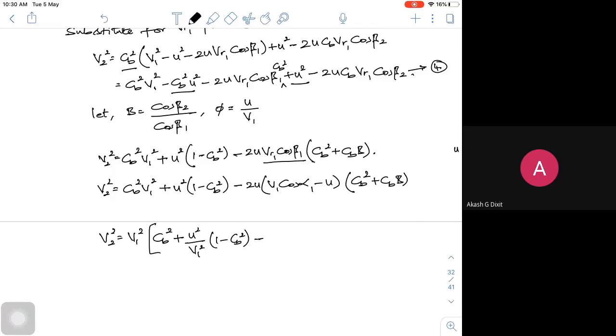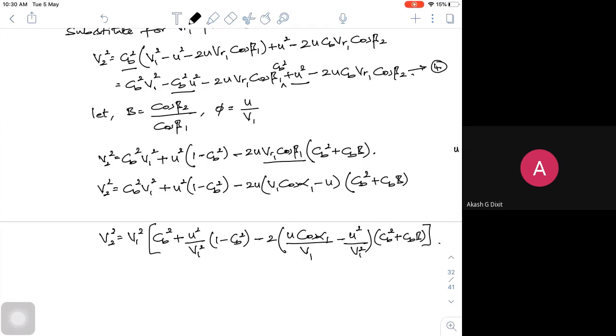So minus 2 into, see, one V1 I have taken outside. So I am left with U cos alpha 1 divided by V1. Minus, if I multiply 2U, so 2 is outside, means U into U, this will be U square. And if I take V1 square outside, I have to divide it by V1 square. Then multiplied by CB square plus CB into B. So this will be my expression.